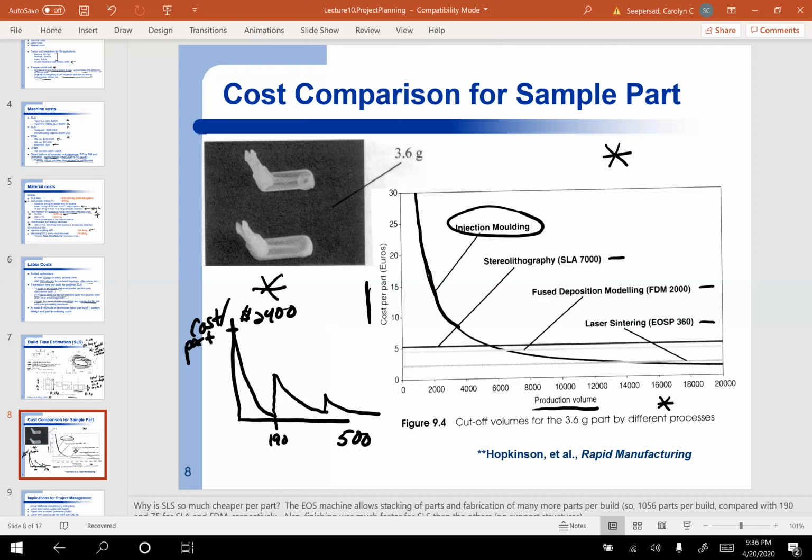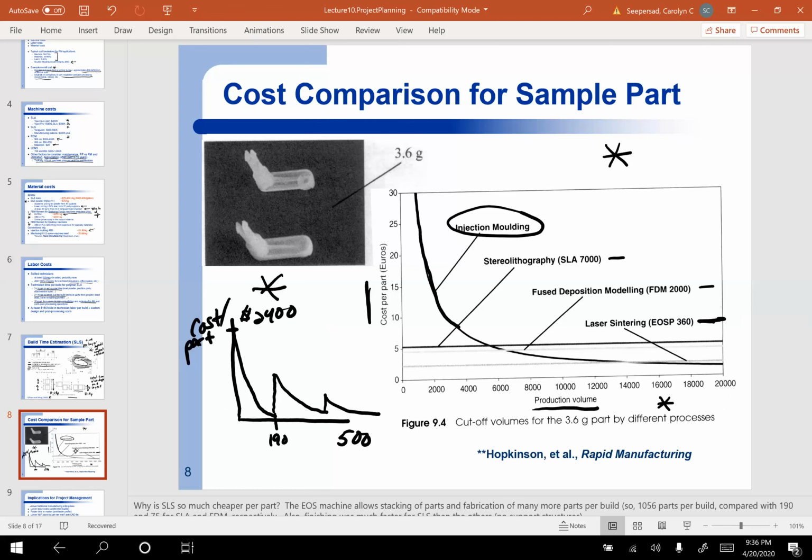One of the big changes in cost: laser sintering is the only system, right, that allows you to nest parts. So with FDM, all the parts have to be anchored to the build plate. Same thing in stereolithography. Whereas we can build like 1,000 parts in this laser sintering machine, we can only build, say, 70 or so for stereolithography or FDM.